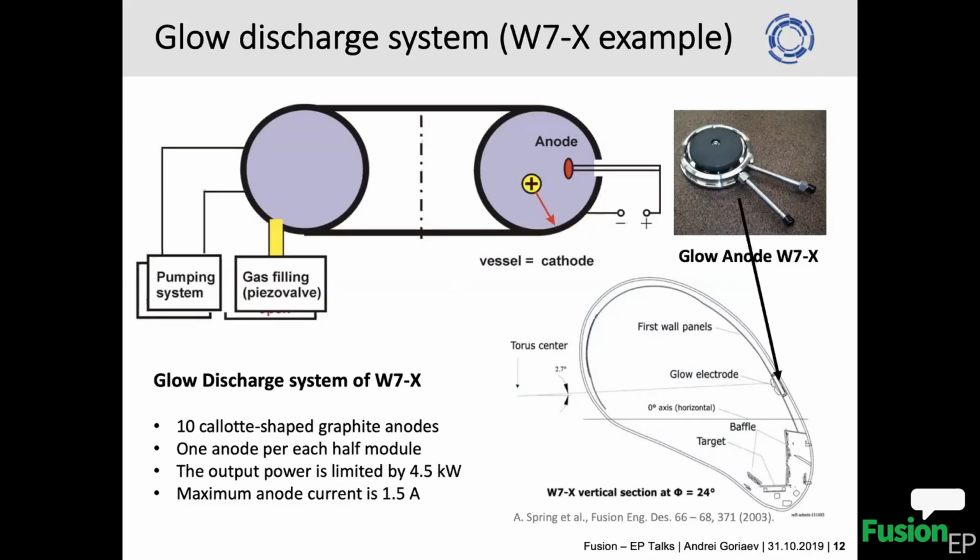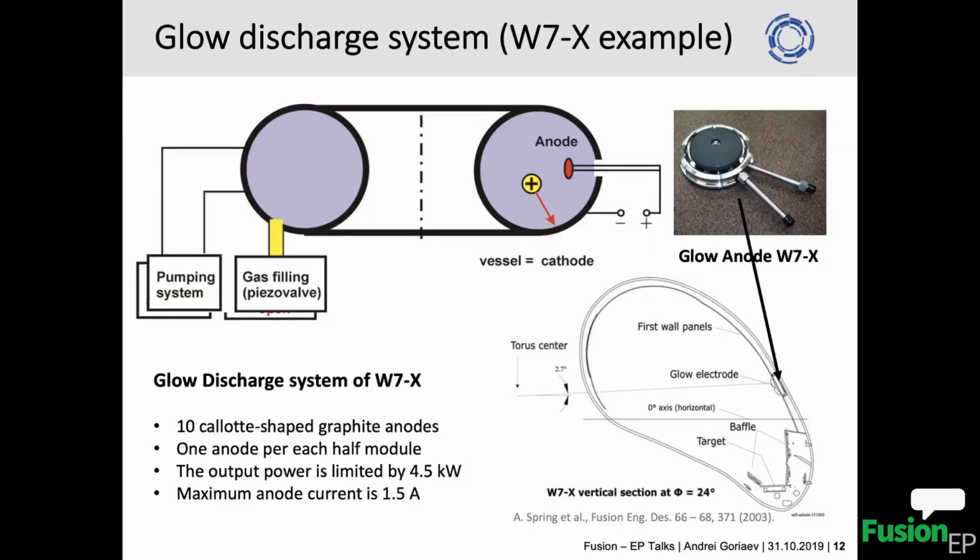So in the case of fusion devices, usually you have a small anode, and the vacuum vessel wall is the cathode. So you ignite your glow discharge, you ionize the plasma, you accelerate ions towards the plasma vessel wall, and by bombardment of these fast ions, you release the impurities and you pump them out.